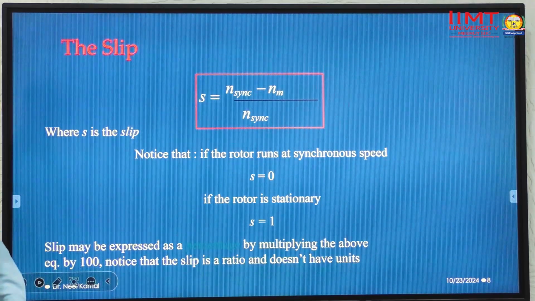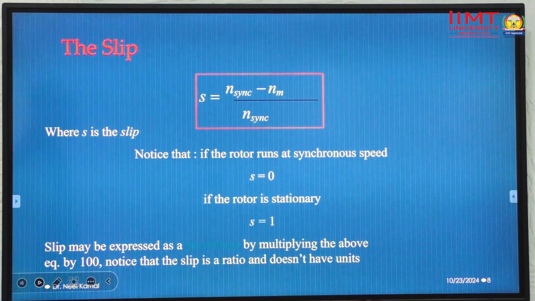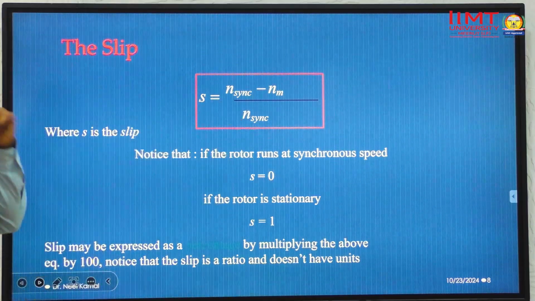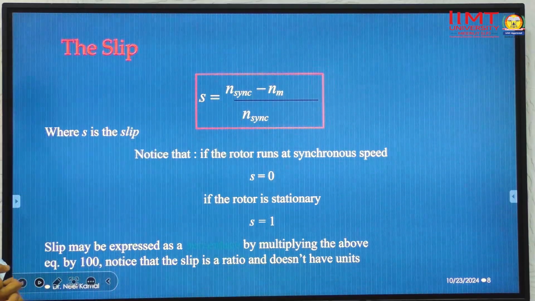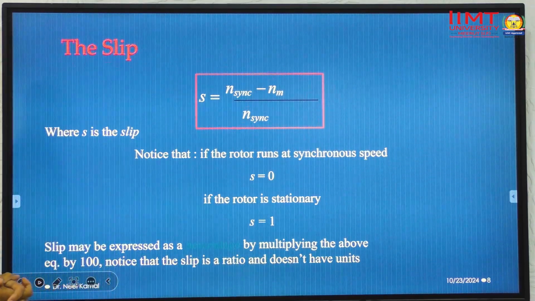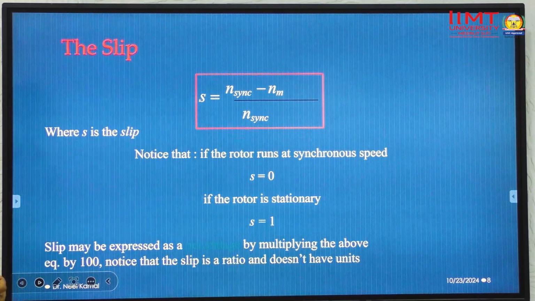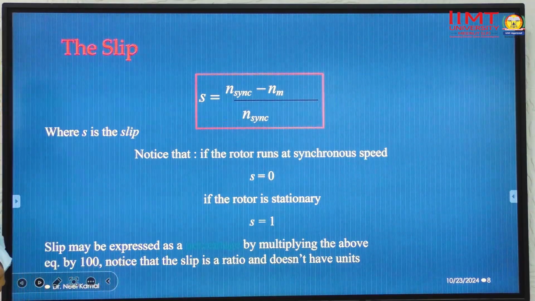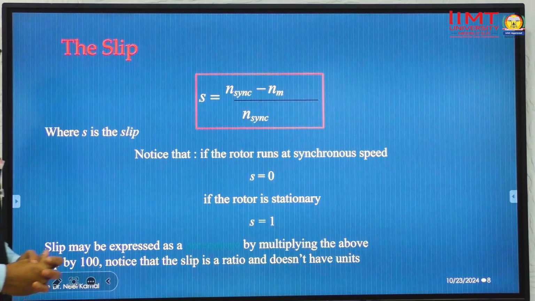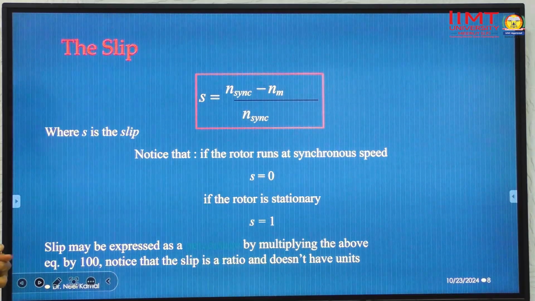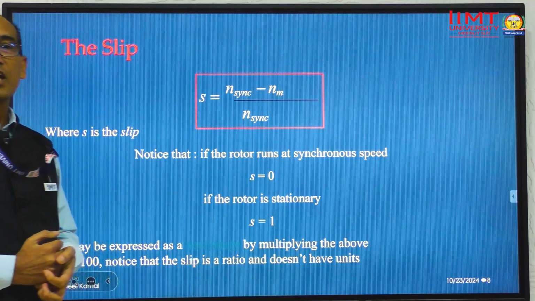Suppose that S, the slip, is equal to 0. When slip is 0, it means N synchronous minus Nm is equal to 0, or the rotor speed is equal to the synchronous speed. So S equal to 0 is the stage where the actual speed of the induction motor equals the synchronous speed, but this is never possible, because at this stage, when the rotor speed equals the synchronous speed, no torque will be provided by the motor, and where there is no torque, such a system never exists.